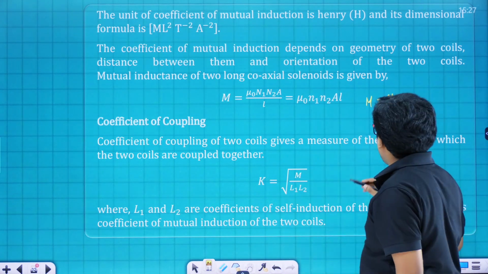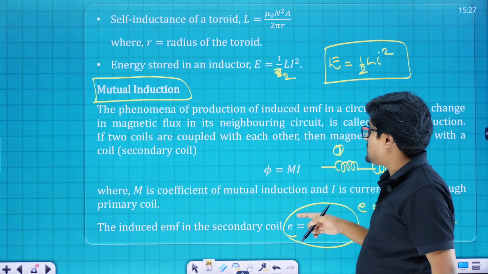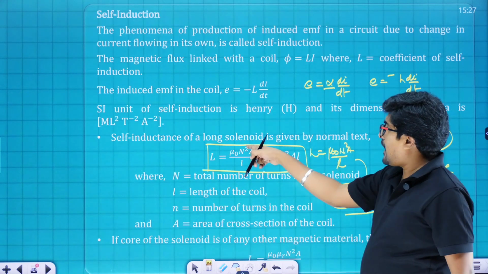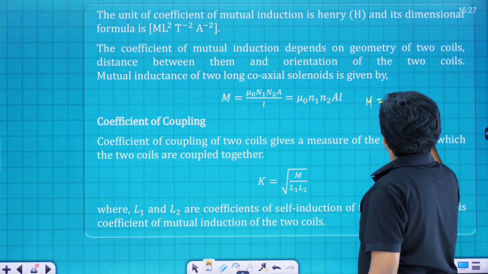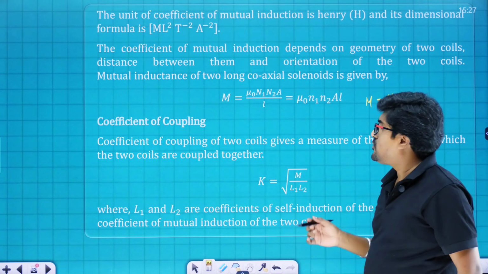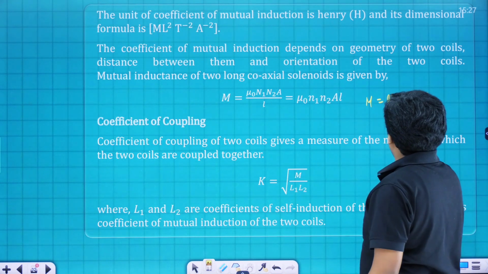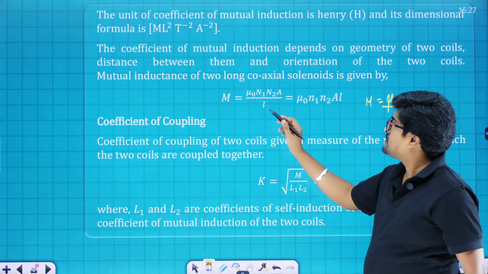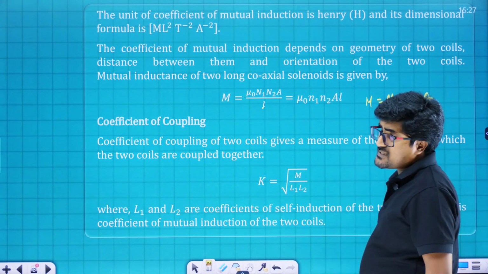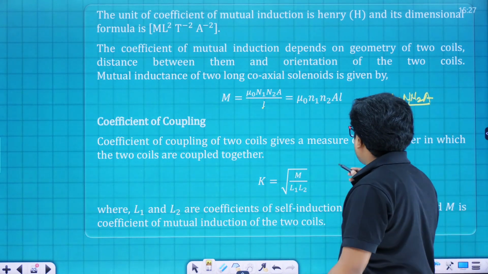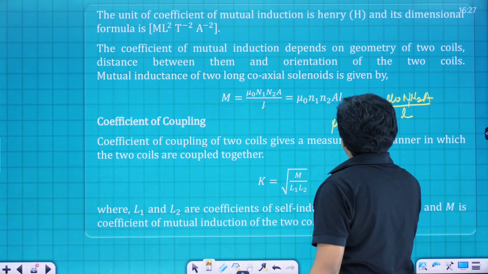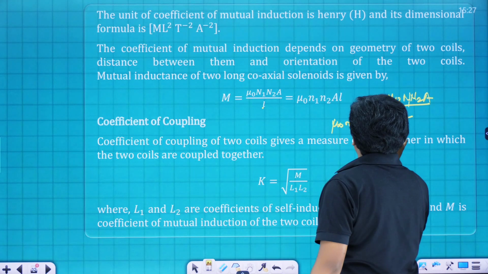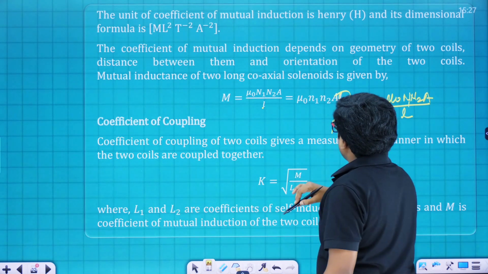How to calculate mutual inductance: capital M is equal to, again, mu naught. There it was n square in the previous case. Here in this case it was capital N square, isn't it? So here in this case, you are going to have N1 into N2, again capital A, all divided by L. And if you want to express this in terms of number of turns per unit length, it is going to be mu naught into small n1 n2, A into L will appear on the numerator, you can see.